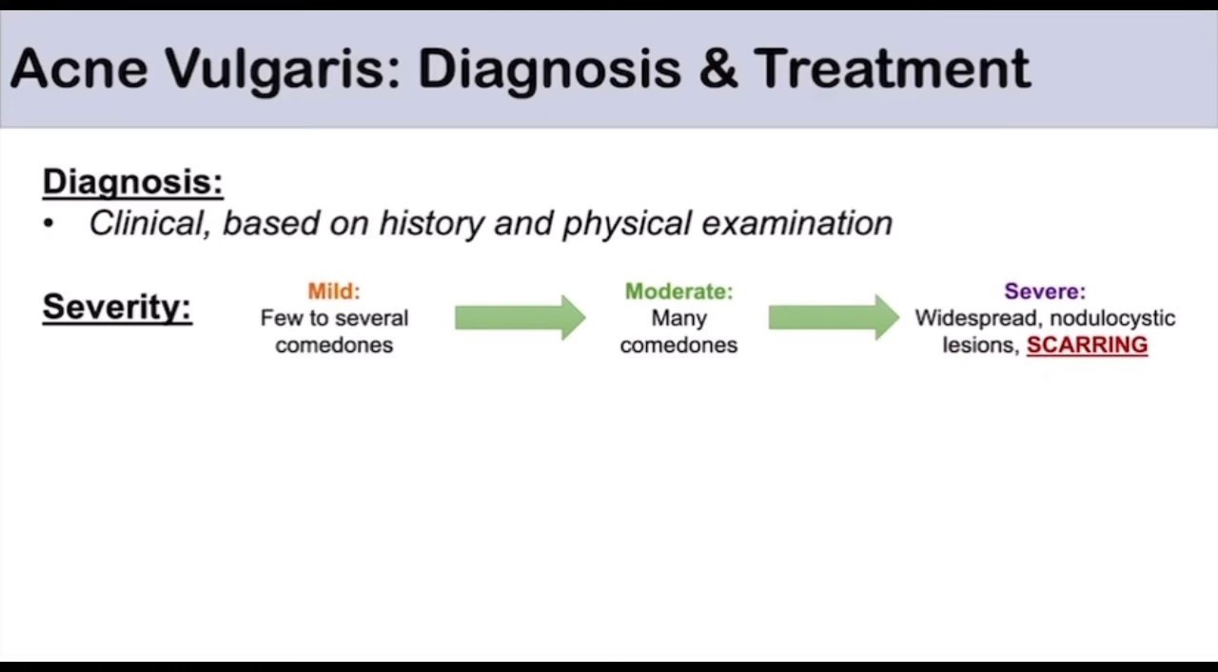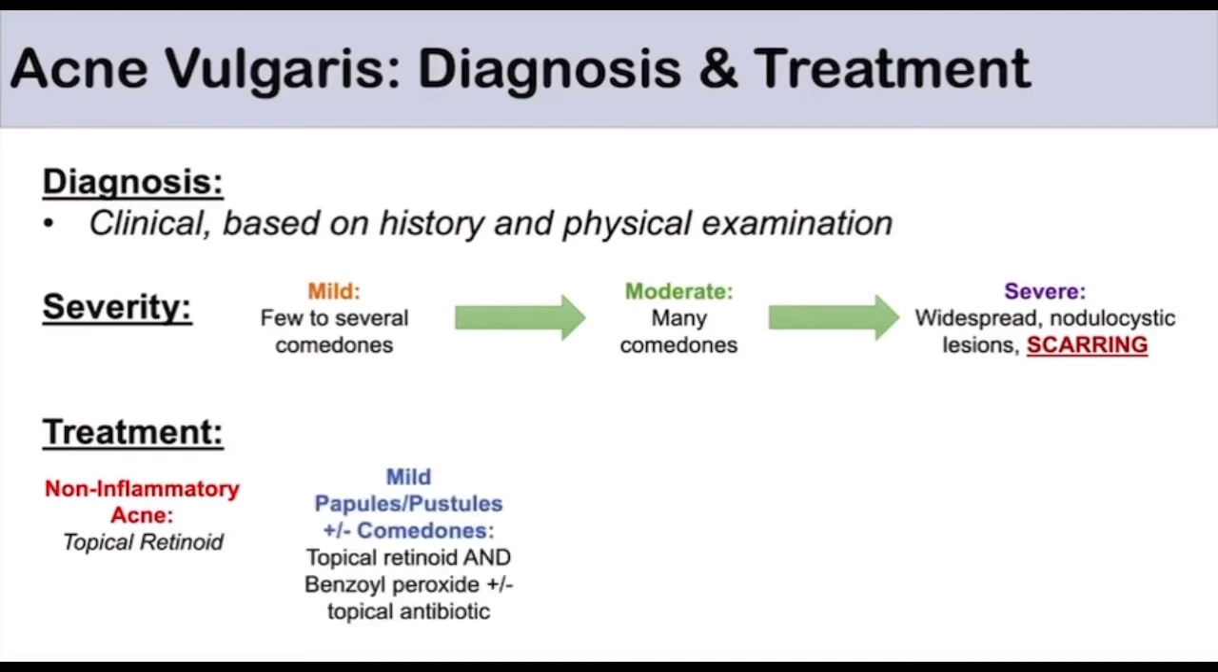So when you think about the severity, especially severe acne, I want you to think about scarring. If you ever see anybody getting scarring from acne, it is severe, and that's going to determine what we use for treatment. So the treatment of acne is determined by the severity of acne. So first of all, there's non-inflammatory acne. So some of those comedones we've talked about, the blackheads, the whiteheads, you can use topical retinoid for that. With regards to mild, when there's mild papules or pustules, maybe some comedones, you can use a topical retinoid, and you can add benzoyl peroxide and or a topical antibiotic. Generally speaking, you don't need the antibiotic at this point, but sometimes you can use it.